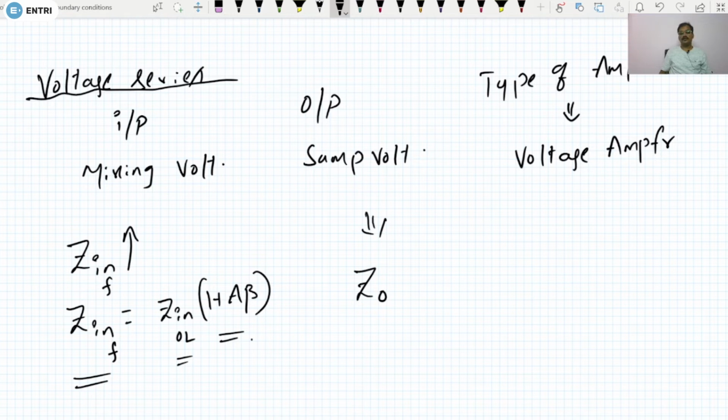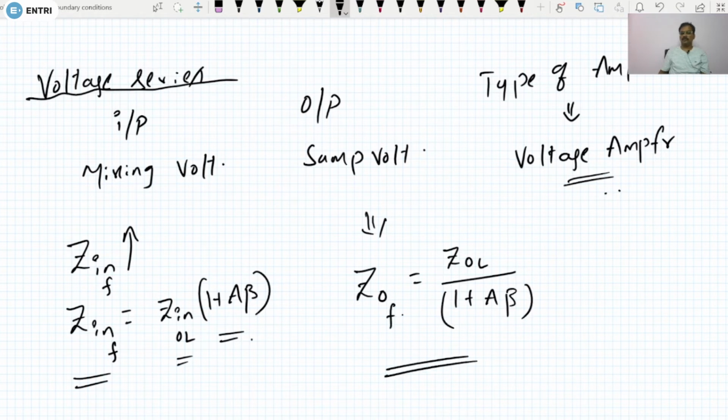See, whenever you have negative feedback in the case of a voltage amplifier, the input impedance is going to increase, and the output impedance is going to decrease by a factor of 1 plus Aβ. So this is the output impedance with the feedback network here. Understood? Okay, so now see here.